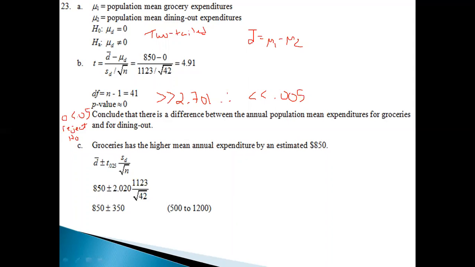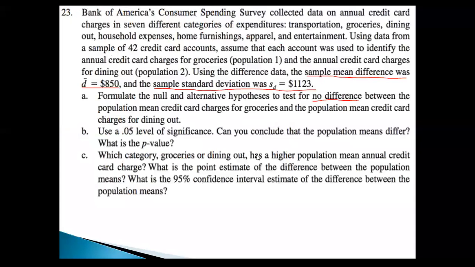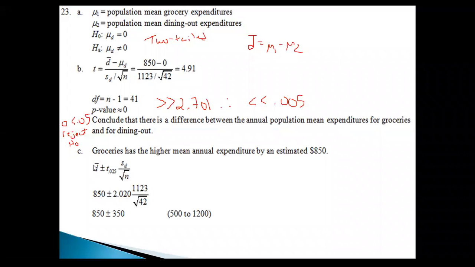Now, the last one asked which category has a higher population credit card charge, what is the point estimate of the difference, and then the confidence interval. So we're just going to use our equation here. Plug in d-bar, which we know is 850, and t of 0.025. If we go to our table, degrees of freedom of 41, that's going to be 2.020 for the 0.025 column. Our standard deviation, our n, that becomes 850 plus or minus 350, so that's 500 to 1200, and that's going to be our confidence interval, upper and lower limits here. Okay.